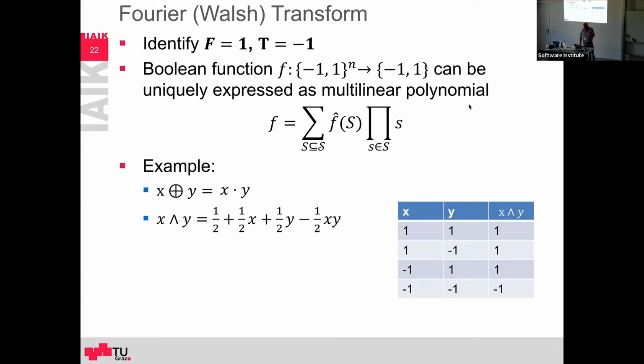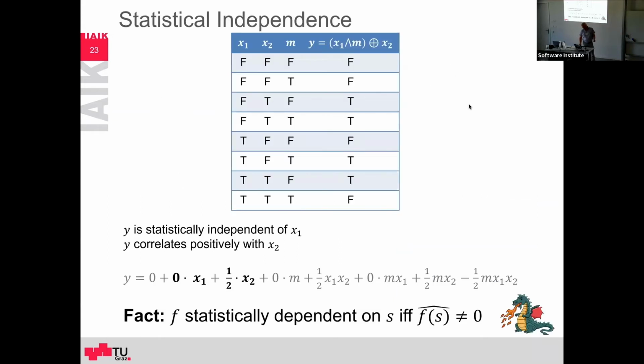So that's nice. Let's go back to the function that we started with, this one here, where I claimed that this function x and n x for x2 is statistically independent of x1 and correlates positively with x2. I've written down the Fourier expansion here, and most of this I don't talk about. But here you see that there is no term x1, right? So the correlation between y and x1 is 0. The correlation between y and x2 is positive. That's precisely what we went through.